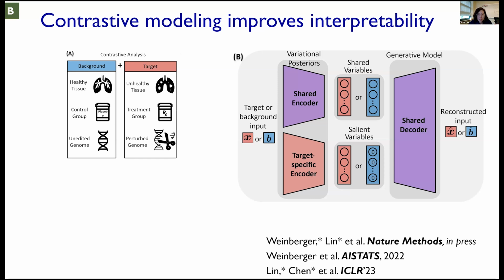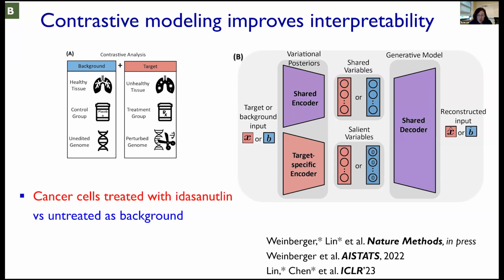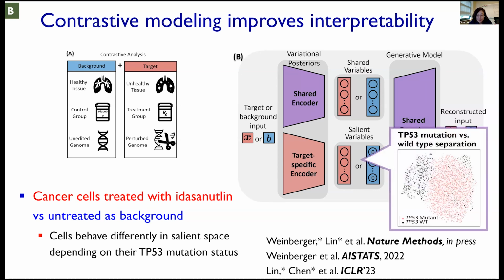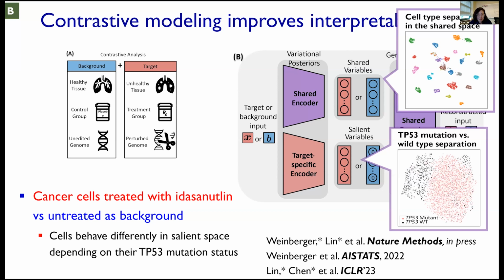So when we applied this to data from drug-treated cancer cells versus untreated cells, we see that the cells behave differently in the salient space. So this is treatment-specific, depending on the cells' p53 mutational status. This is possible because the shared space absorbs all these nuisance, cell-type-specific signals. So we don't see this if we use conventional methods that do not disentangle shared versus salient variables.